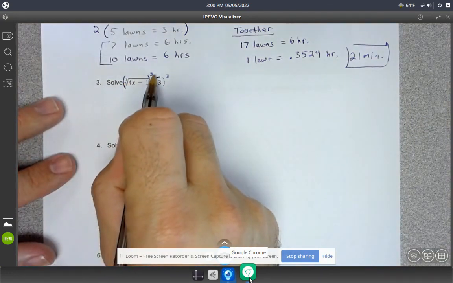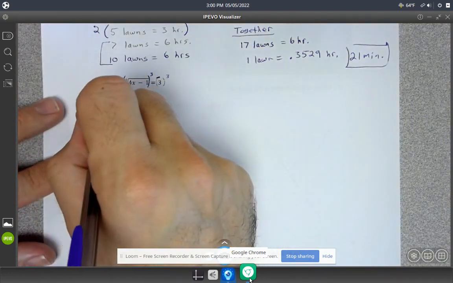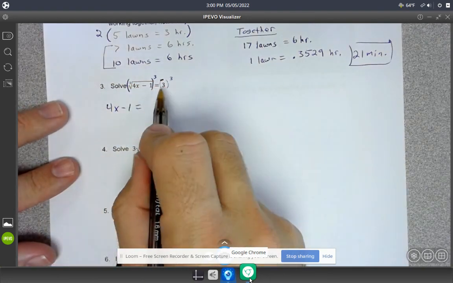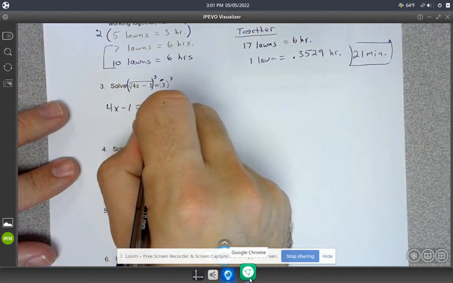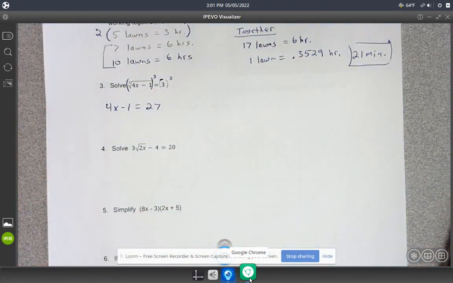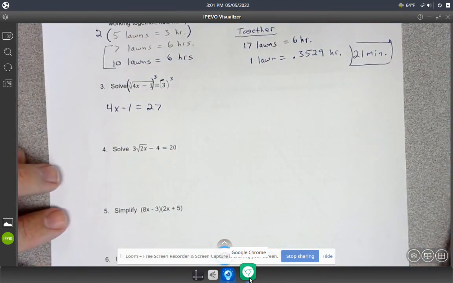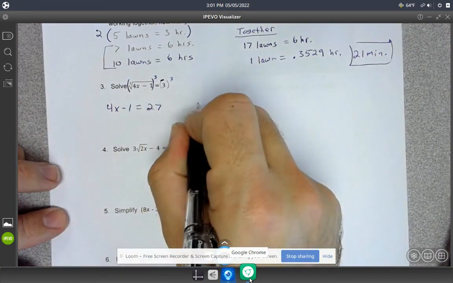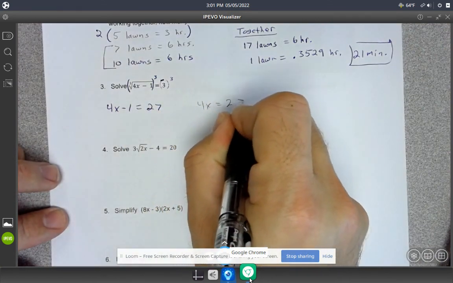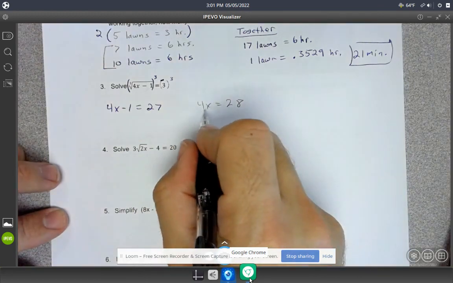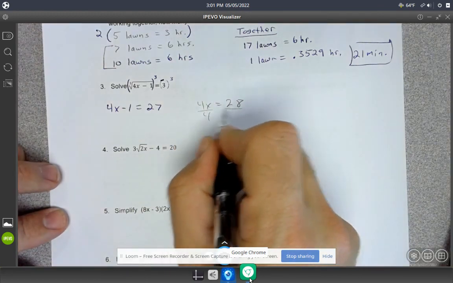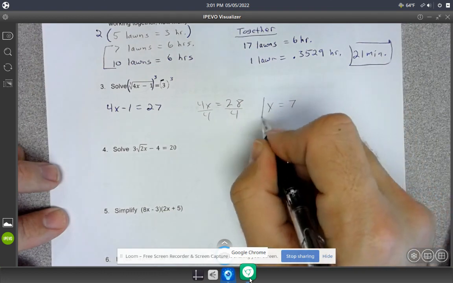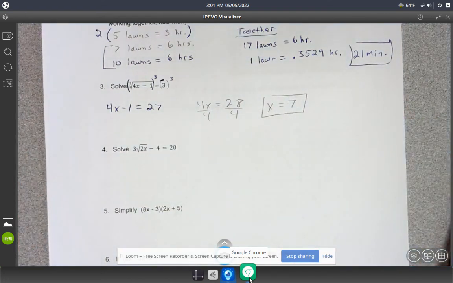The cube root and cube cancel, so I'm just left with whatever was underneath there, 4x minus 1. 3 to the third power is 27, and now I can treat it like a normal equation. Okay. All right, so add 1 to both sides. You get 4x is equal to 28, and then divide by 4 to cancel the 4, and you get x is equal to 7. Cool.